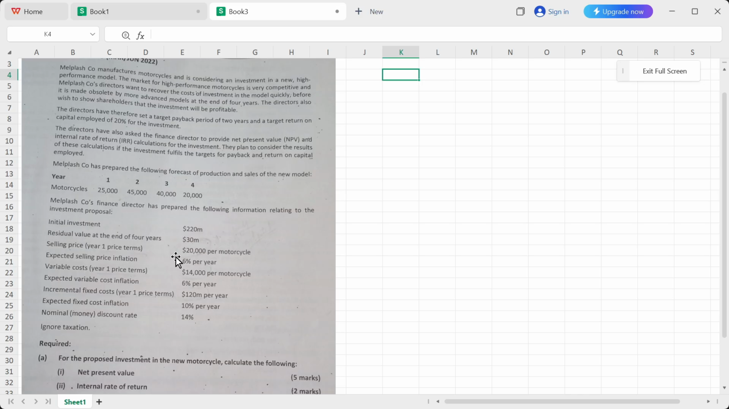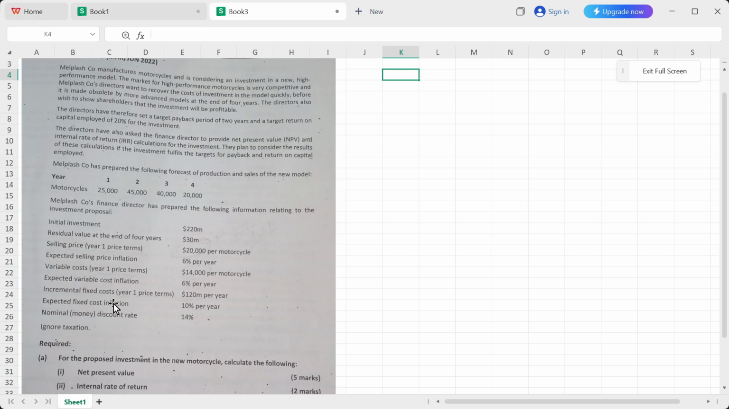Okay. So if it says 20,000 per motorcycle year one price term, it means that in year one, you're just going to enter 20,000 as the selling price of the motorcycle. And from year number two, you're going to adjust it by 6% per year to adjust for the inflation. Similarly, variable cost is the same thing. For year one, you're just going to take this 14,000 as your year one value, and then from the second year, you're going to adjust at 6%.